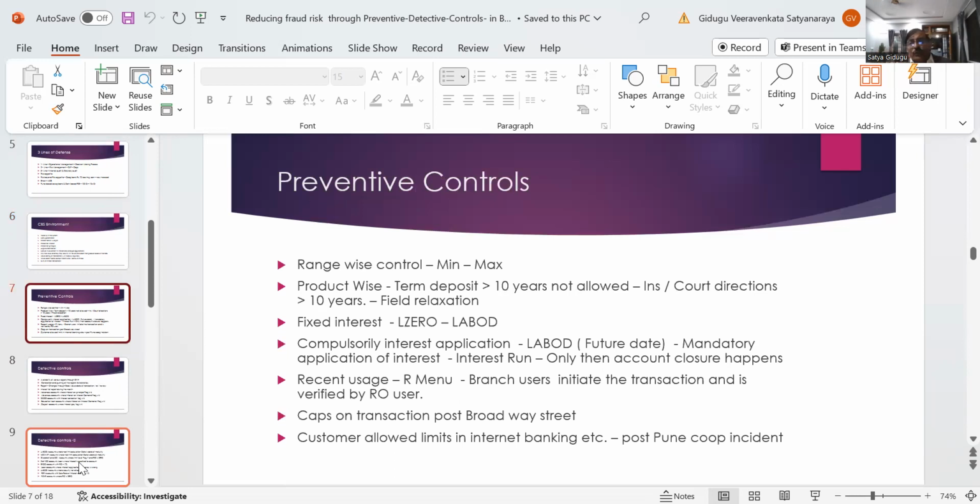Preventive controls, detective controls, and corrective controls. Control mechanisms are there. Preventive controls are controls that mitigate the risk. They will not allow the risk to happen at all. It prevents it. So detective controls, they will detect.